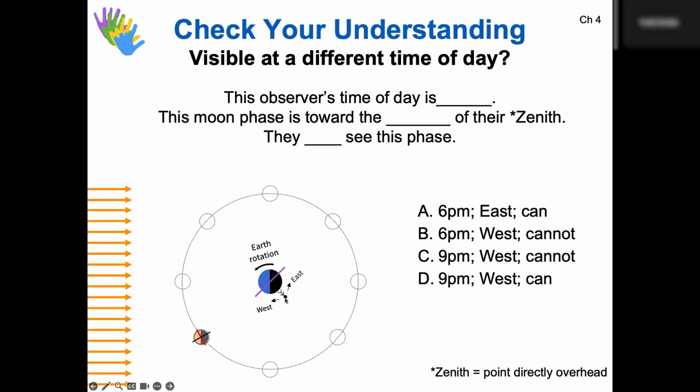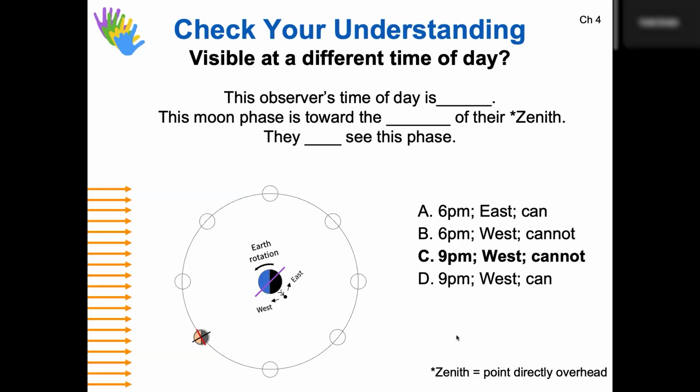So here's the observer. Here's the Earth's rotation. Here's this phase. So have a think about what time it must be for the observer and if they could see this phase or not. All righty. Yeah, I see C's and D's out there primarily. The C's have it this time.